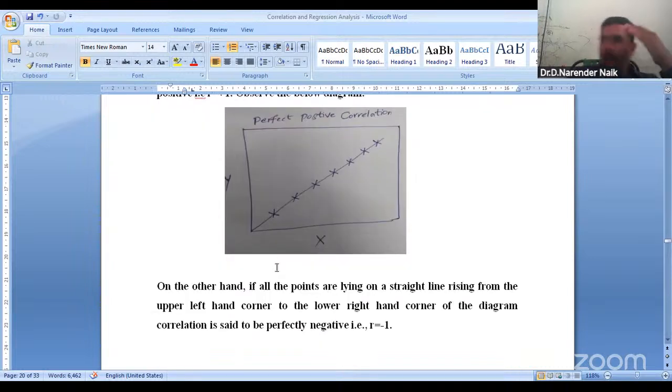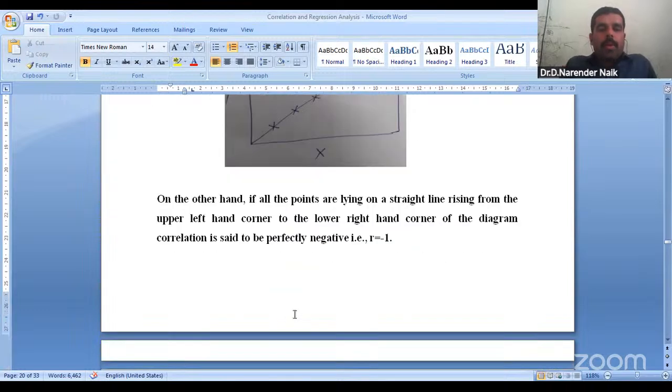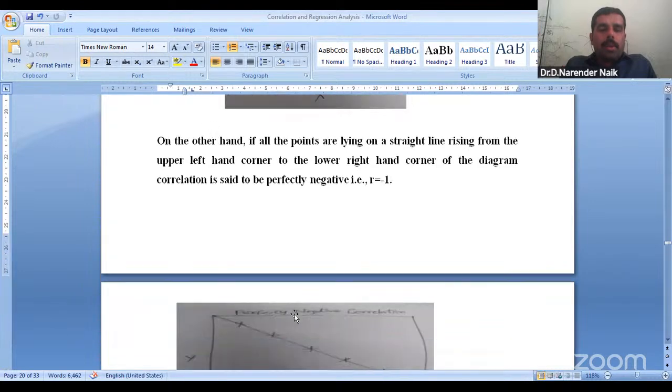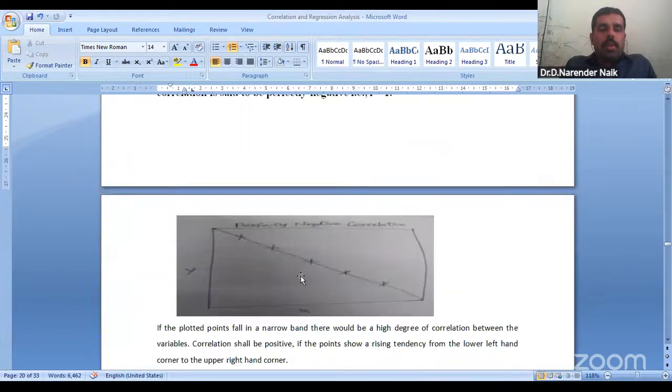On the other hand, if all the points are lying on a straight line, falling from the upper left corner to the lower right hand corner of the diagram, correlation is said to be perfect and negative. That is, r is equal to -1. So you observe this diagram. This is the completely opposite direction.